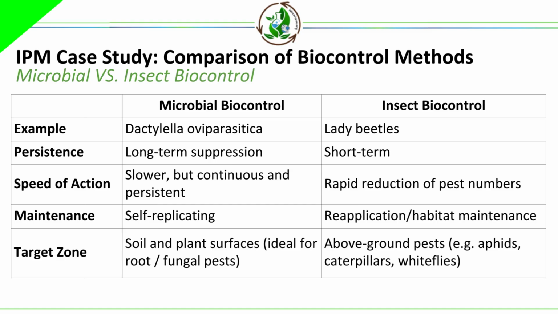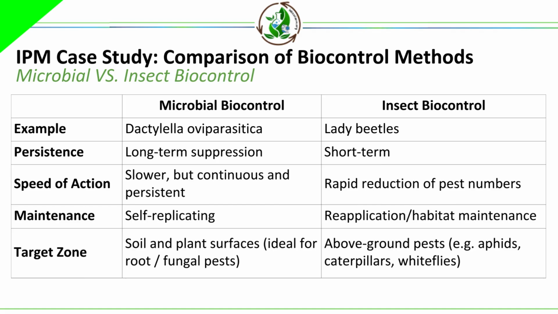To wrap up, let's compare these two major types of biological control and how they fit into integrated pest management. Microbial biocontrol, like the fungus Dactylella oviparasitica, usually acts in the soil or on plant surfaces. It tends to work more slowly, but once established, it can provide continuous, long-term suppression of pests. In contrast, insect biocontrol, like lady beetles feeding on aphids, acts quickly on above-ground pests. These predators can rapidly knock down pest populations, but they often need ongoing support through habitat management, banker plants, or periodic releases to stay effective.